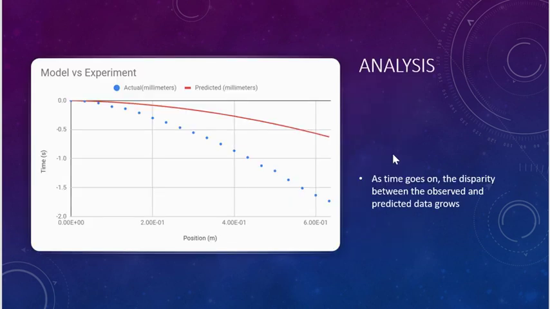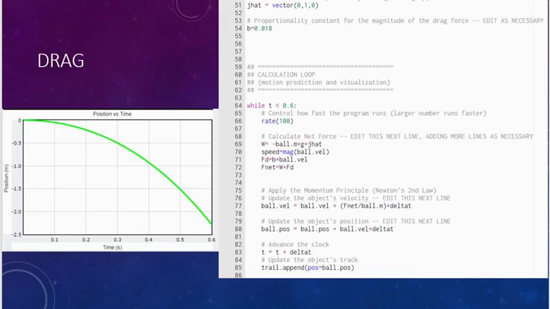As for some analysis, I then placed the observed data next to the predicted data, which is what I had gotten from my GlowScript code. And as you can see, as time goes on, the disparity between the observed and the predicted data grows. And that's because the observed data is accounting for drag and the predicted data is not. So to account for drag, I updated my GlowScript code and I ended up finding the magnitude of the drag force as 0.018. And that was just through trial and error.